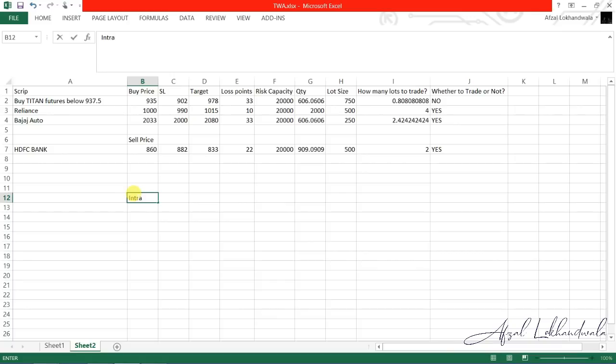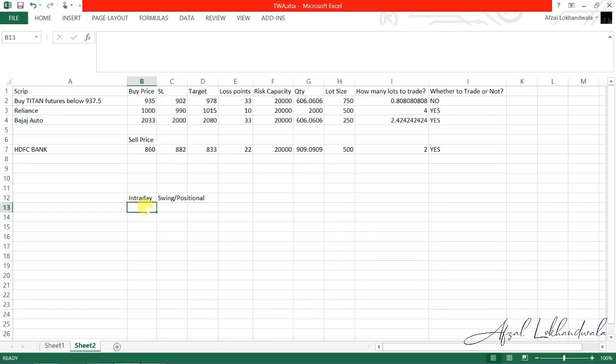One is intraday, the other one is swing, and the third one is positional. Now you are very much aware about all these concepts, right? The intraday is buy today and sell today itself, or sell today and buy today itself. The swing or positional style needs to be carried forward to the next day. It is called swing or positional, right? Swing is for a period of maybe 3 to 6 days. Positional is above 6 days, right?